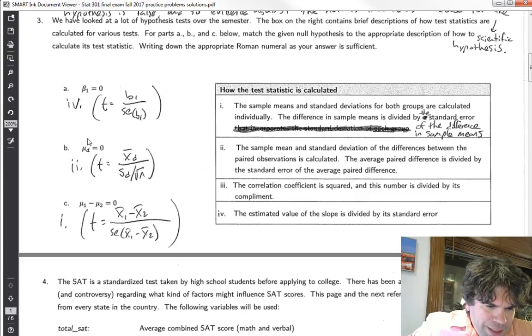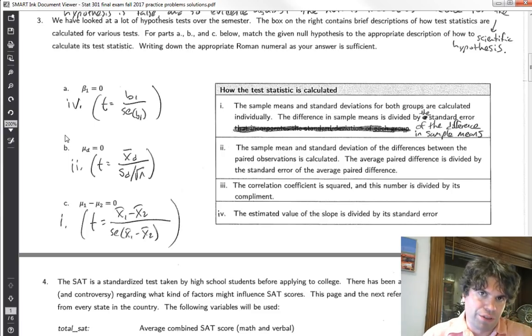And then for B and C, we have to choose between mu sub d equals 0 and mu1 minus mu2 equals 0. So mu sub d is for a paired test. The d means difference. This is the mean of the differences in a paired design where each subject is measured twice. Whereas mu1 minus mu2 refers to means of two entirely different populations. This is when we drew a sample from one population and drew a sample from another population. Or, more practically, when we take a sample and randomly assign individuals to two different conditions and then do something different in the two conditions, like control versus treatment.